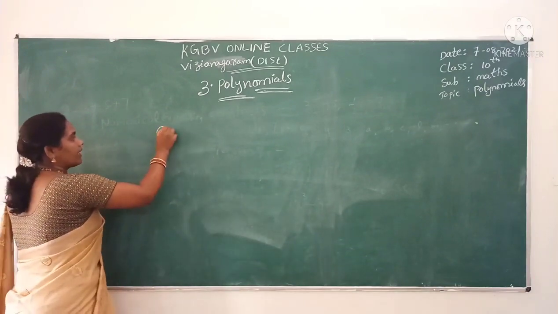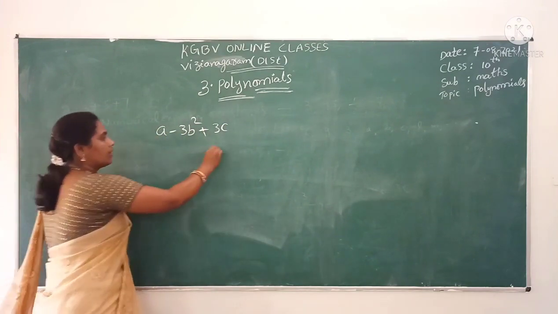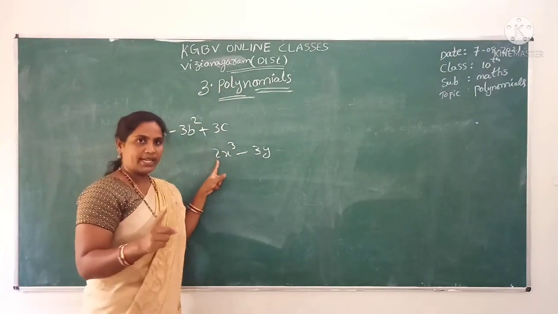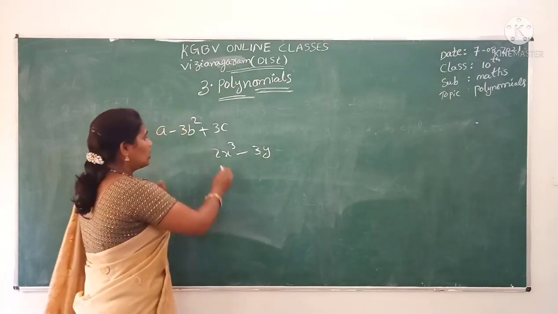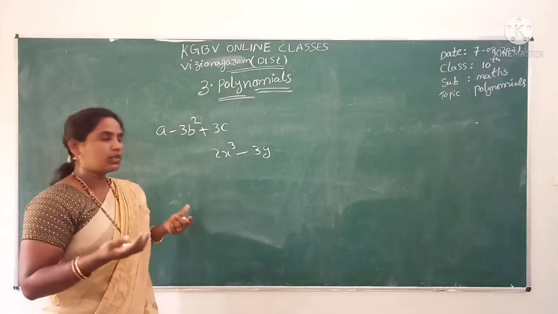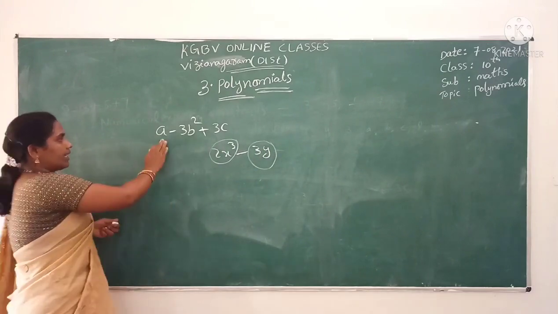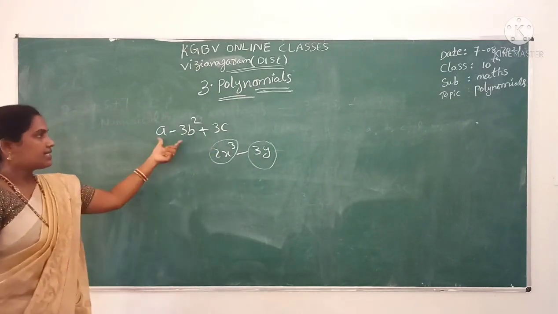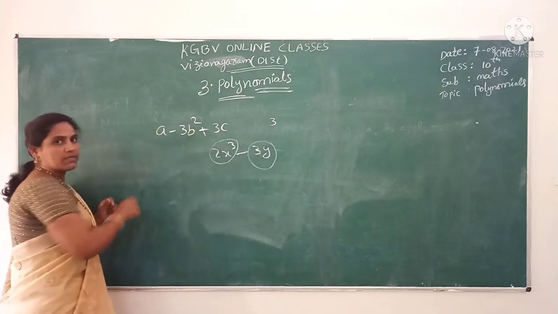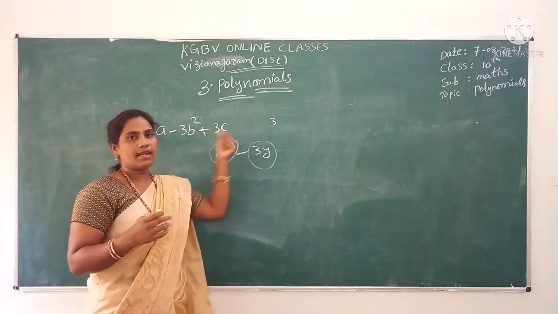Terms are separated by plus or minus. 2x cube minus 3y. How many terms are there? 2x cube is one term, 3y is another term. So, 2x cube minus 3y is an algebraic expression. This algebraic expression has two terms. Another example: a minus 3b square plus 3c is also an algebraic expression. This expression has 3 terms. a is one term, 3b square is another term, 3c is another term.